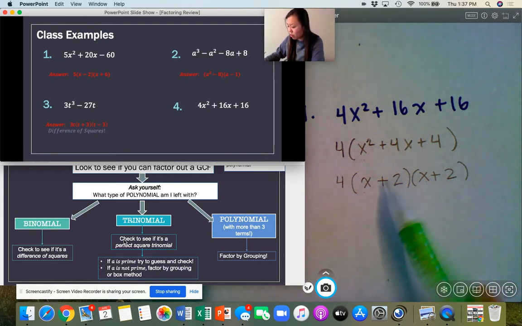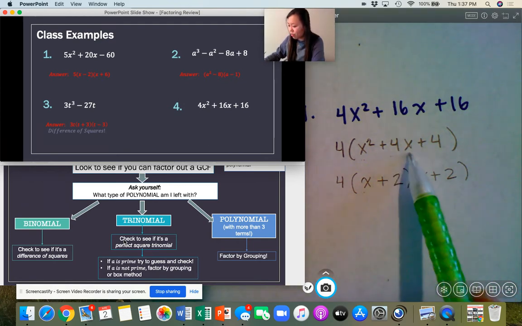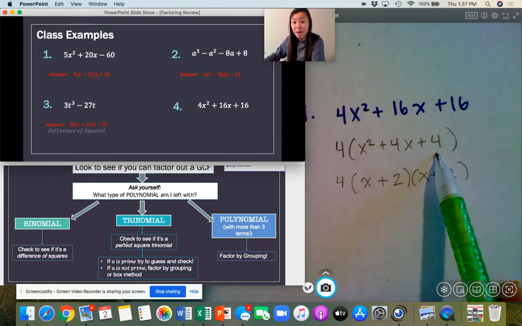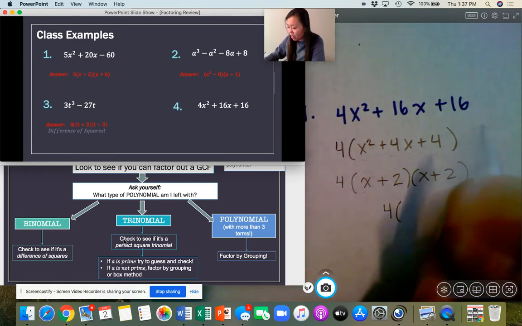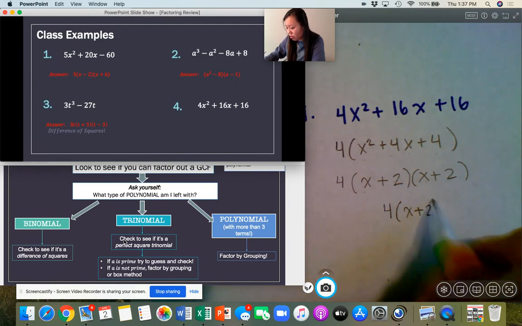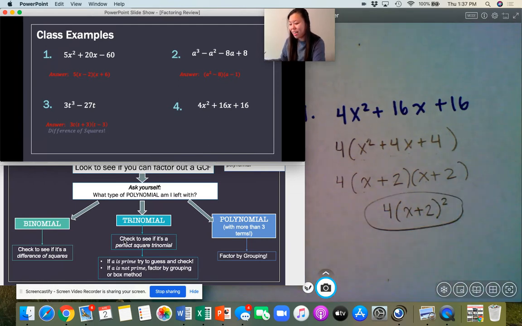x squared, inner and outer terms, gives me the positive 4x. Positive 2 times positive 2 gives me positive 4. All right, my final answer, I want to write this properly. We say 4 times the quantity x plus 2 squared. And that's going to be my final answer in factored form. So number 4, we got a perfect square trinomial.